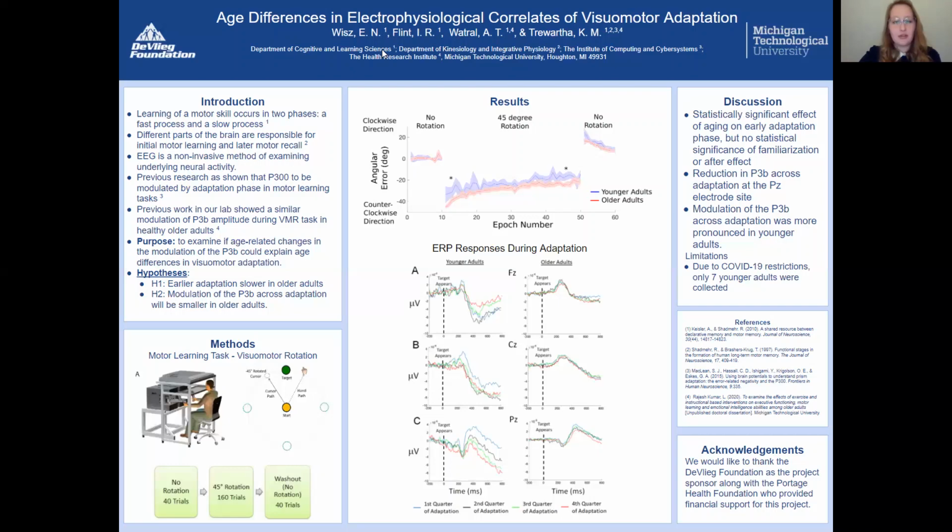Our hypotheses were that older adults' initial adaptation to visuomotor rotation would be slower than younger adults, and secondly, that learning-related modulation of the P3 component would be more pronounced in younger adults.